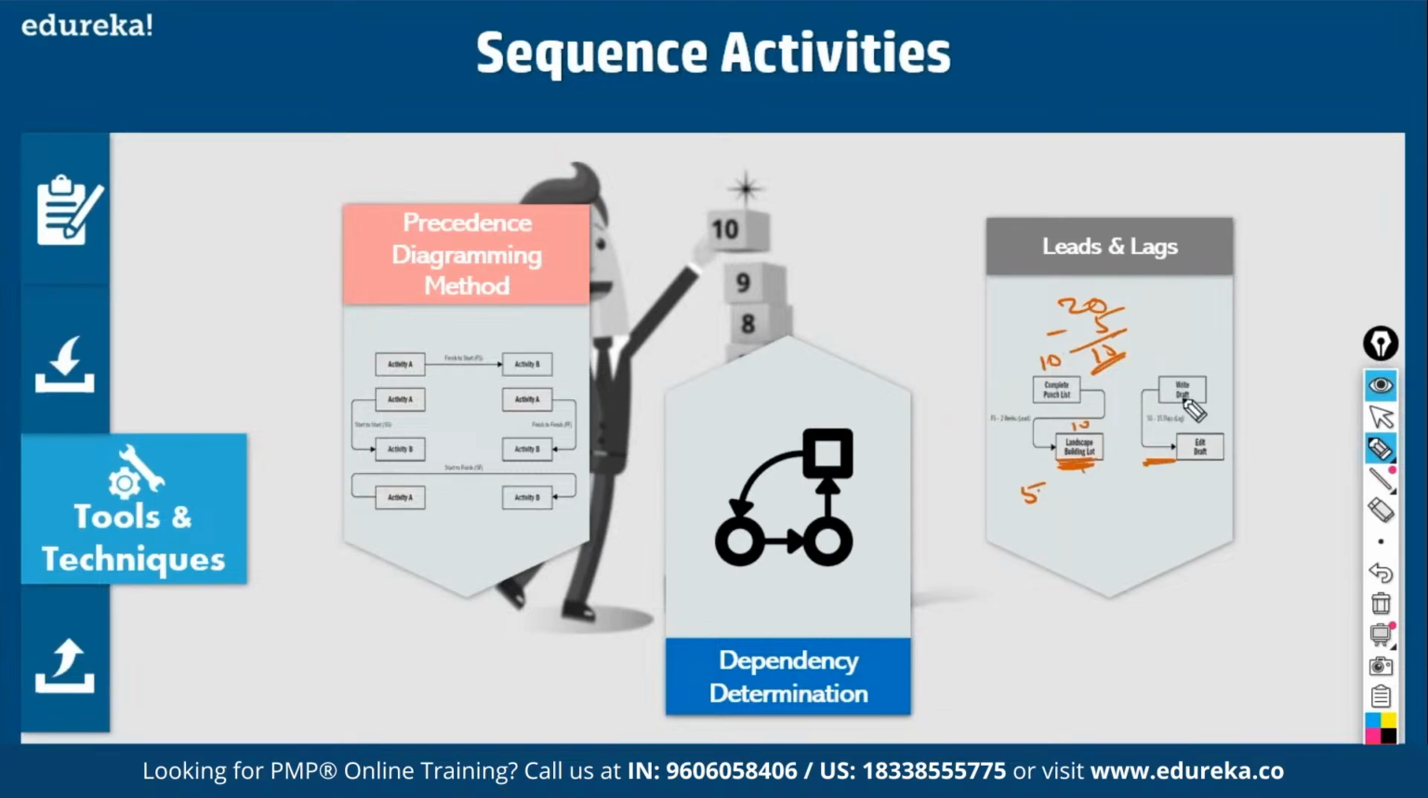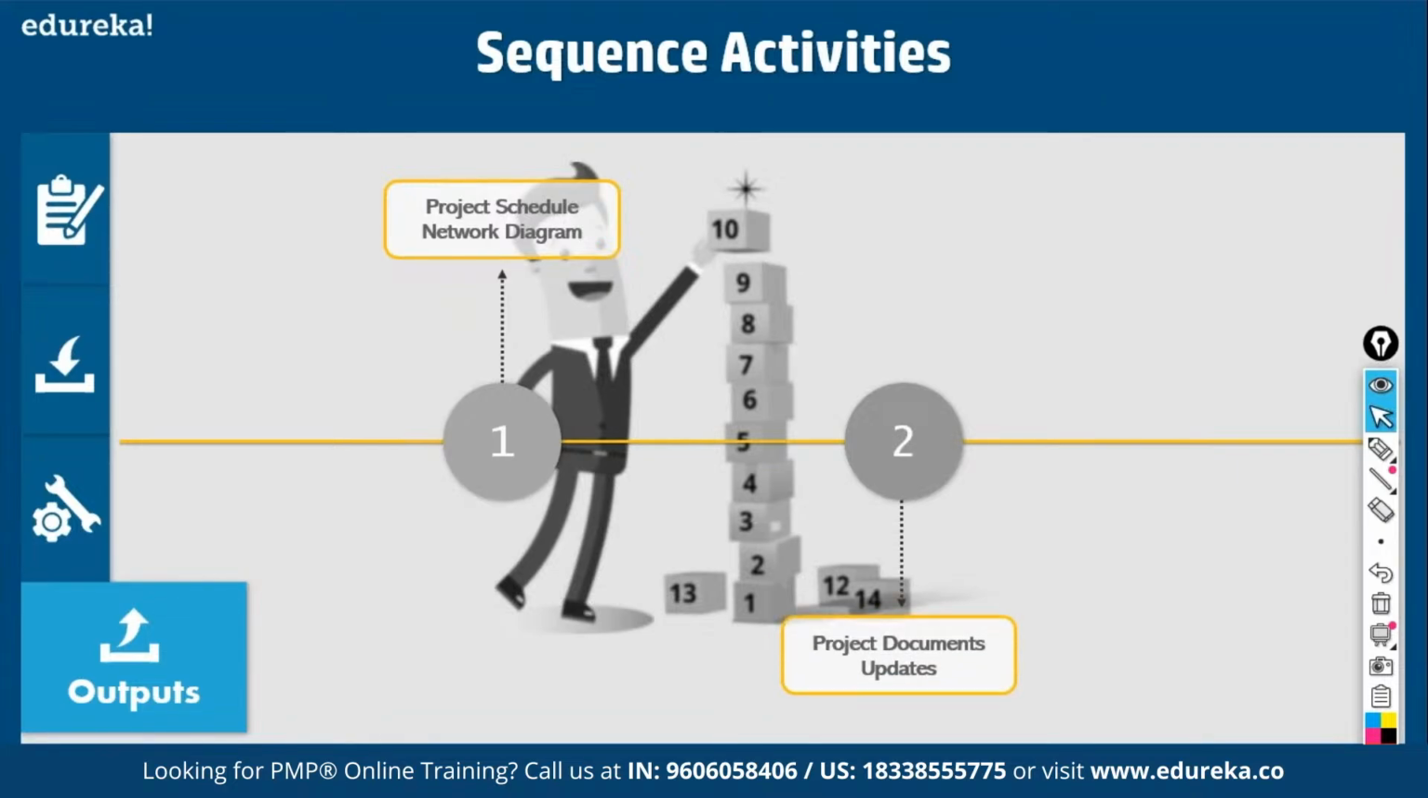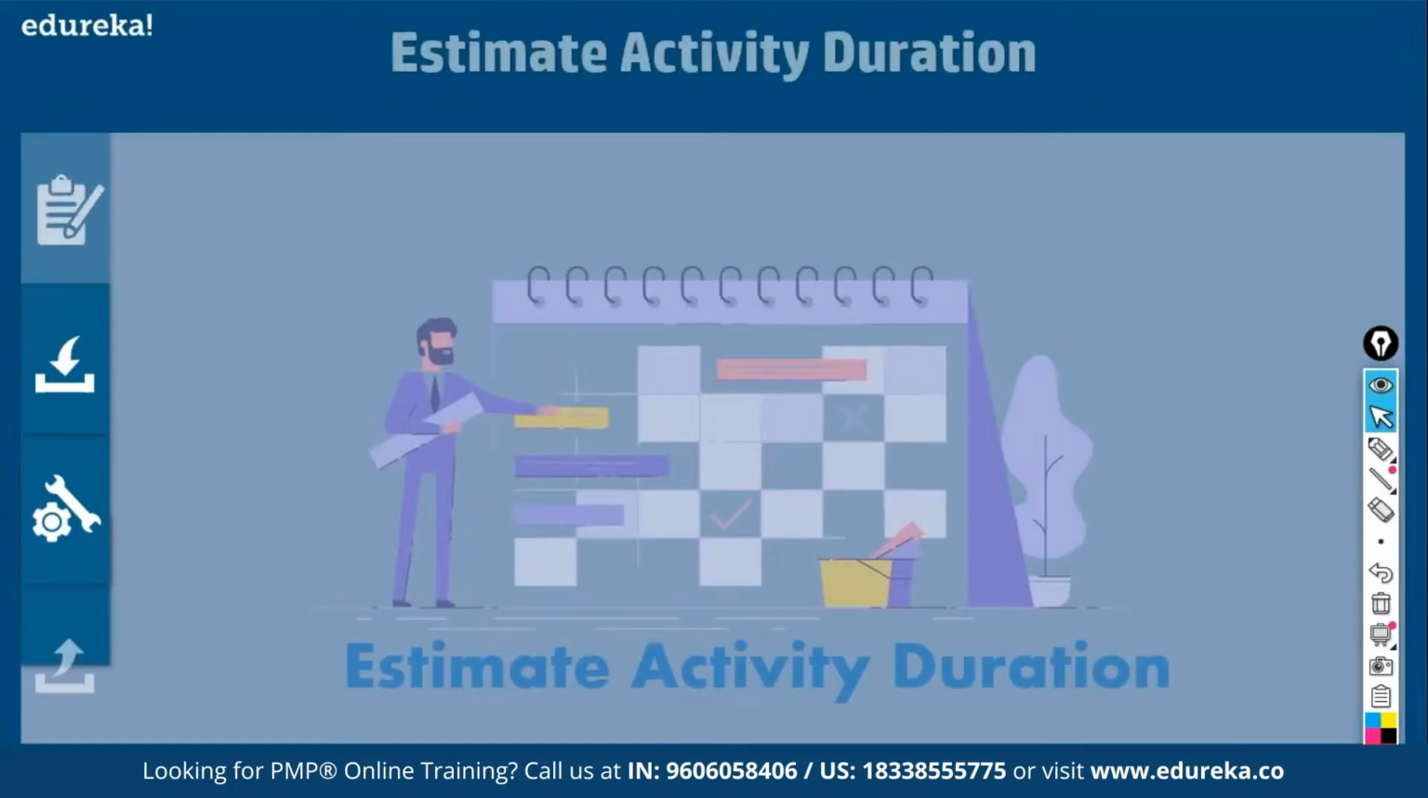See, both of these are start to start. This will take 10 days and this will take 10 days. So both should end in 10 days. But you've introduced a delay of 5 days in the next activity, so to that extent it gets extended to 15 days. That is called lag. So when you come up with network diagrams, you have to use leads and lags. Fine. Then you come up with network diagrams as an output, and you also update different project documents.